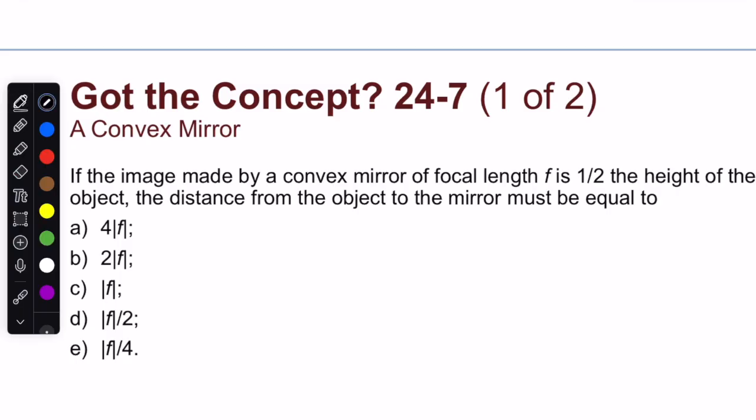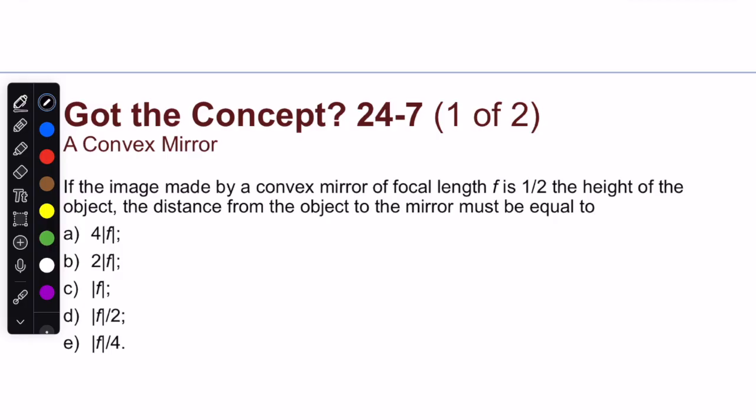Okay. So if the image is made by a convex mirror of focal length f, and that image is half the height of the object, then what is the distance from the object to the mirror? So let's write everything down. The image height, hi, is half the object's height, right? And the focal length is f. And the question is, what is do?